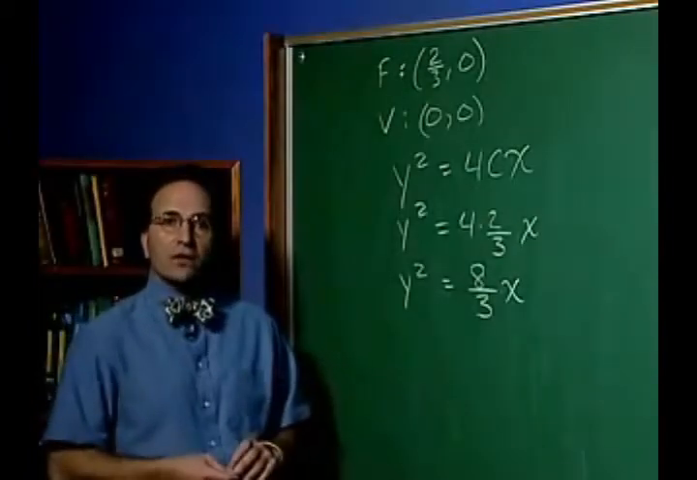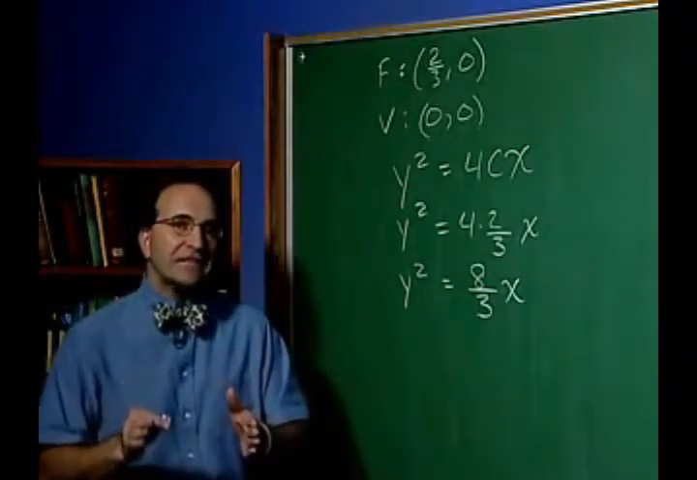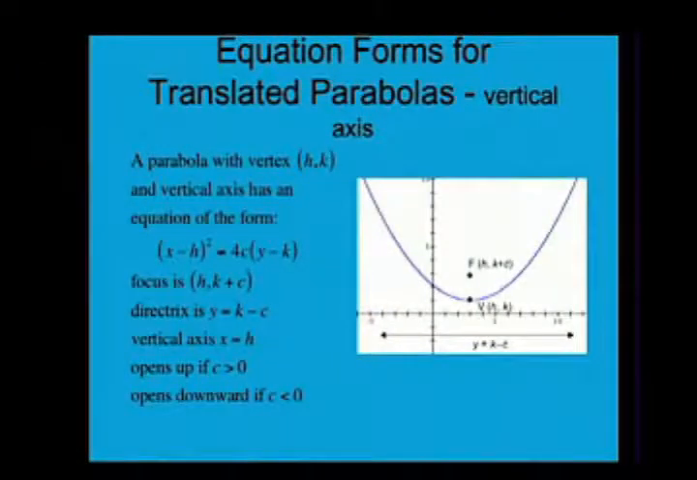Well, the next thing I want to look at with you is translations of parabolas. So parabolas that are not going to have their vertex at the origin. So equation forms for translated parabolas that have a vertical axis. A parabola with the vertex (h, k) and a vertical axis has the equation of the form x minus h quantity squared is equal to 4c times the quantity y minus k.